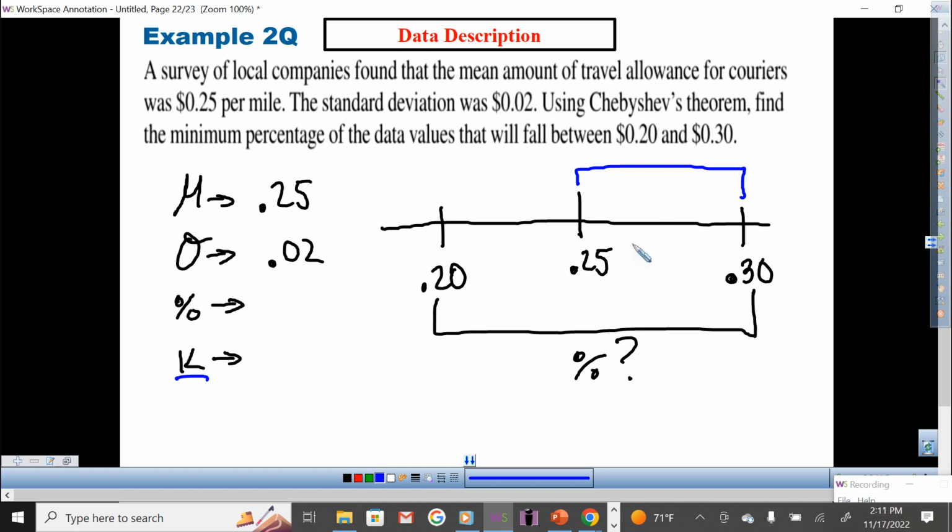Look at the numbers. If I was to ask somebody to give me the distance from here to here, what would you do? 0.30 minus 0.25. That is correct. You subtract the largest amount, which is the end, from the mean. So write that down, please. So what is this? This would be 0.05.